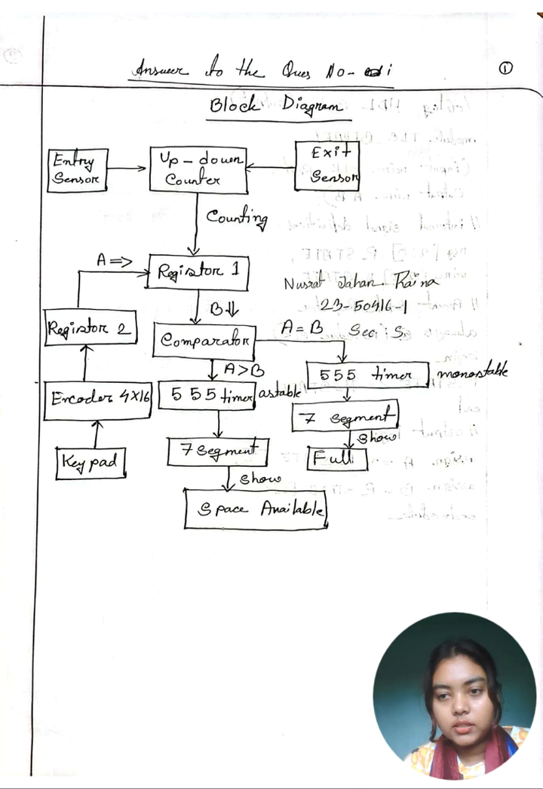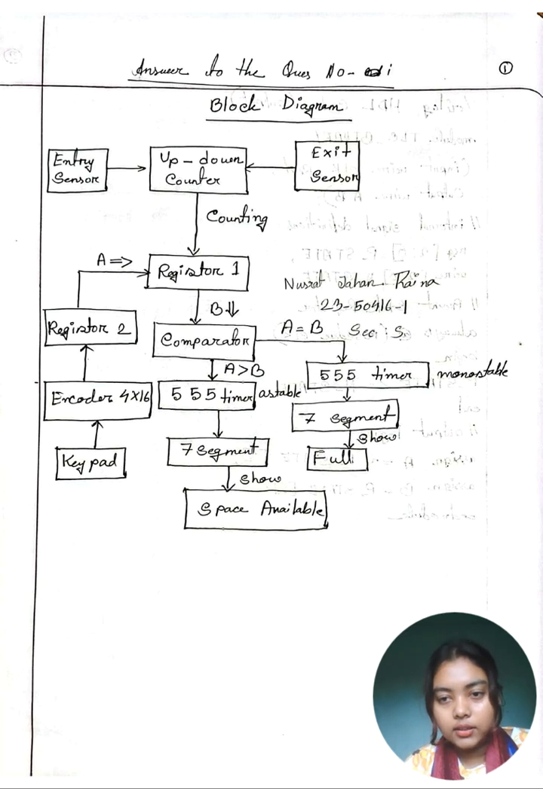The outputs from register 1, A, and register 2, B, are fed into a comparator. The comparator has three possible outputs: A greater than B, A less than B, and A equal to B. The output of the comparator controls the display logic.